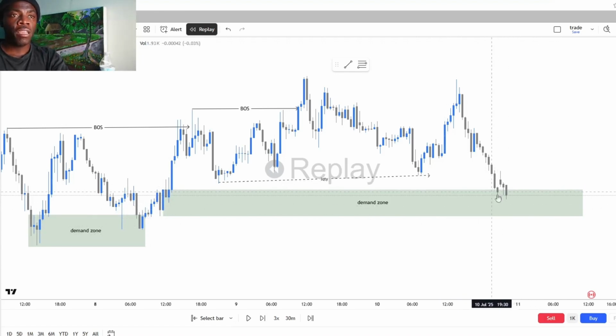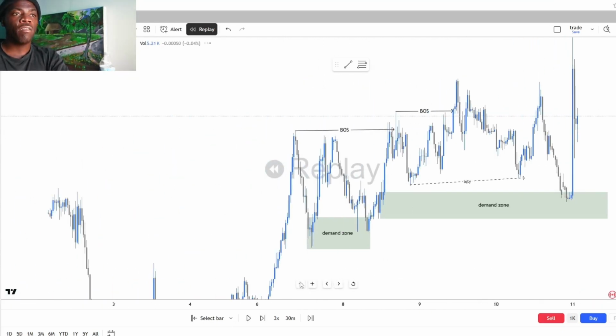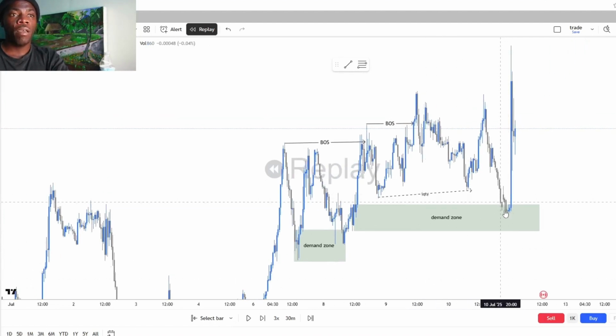And what are we expecting? For me, I'll be expecting price to do what? Go back up, and it's pretty much what price did. And notice one thing: once price takes out liquidity, takes all the money that's right here, and then mitigates our demand zone, price goes up fast.